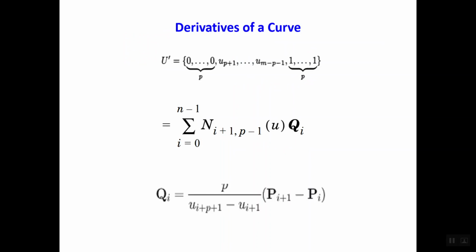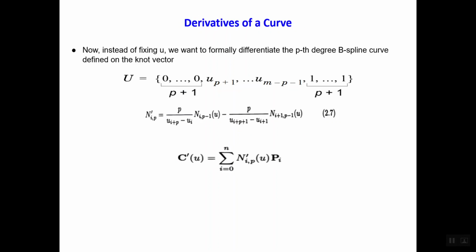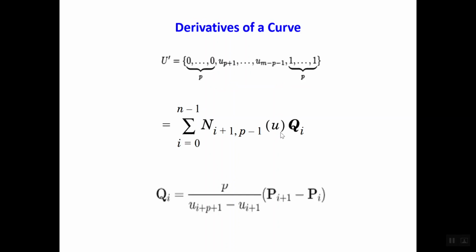Now, to calculate the derivative when u is equal to the control point, we can calculate it the same way as we did for u plus p plus 1, with the derivative of the basis function, which is this equation. The final value we get is this one. In this case, i goes up to n minus 1, and the rest is N_{i+1,p-1}(u) Q_i, where the value of Q_i is given by this.